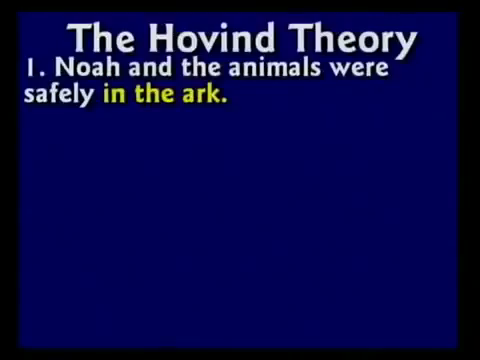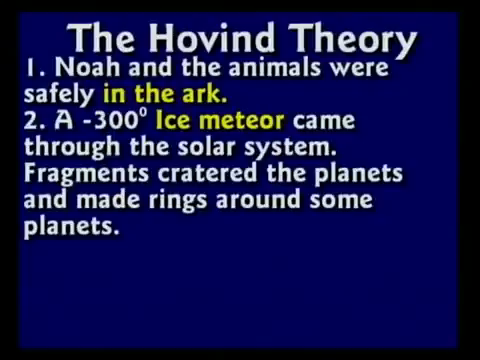Number 1, I think Noah and the animals got safely into the ark. God shut the door. Number 2, a 300-degree below zero ice meteor, in space full of ice comets, came flying through the solar system and began to break apart. As it broke apart, some of the fragments got caught and became the rings around other planets. Saturn, Uranus, and Neptune have rings around them.